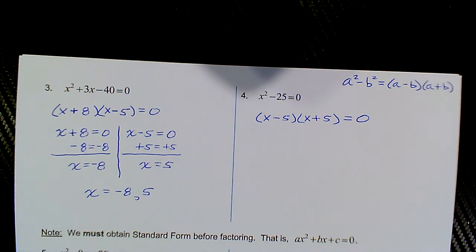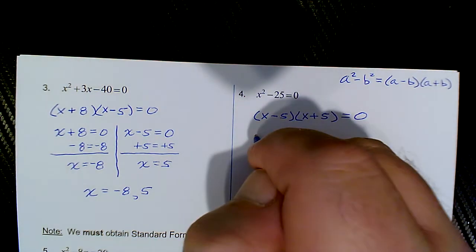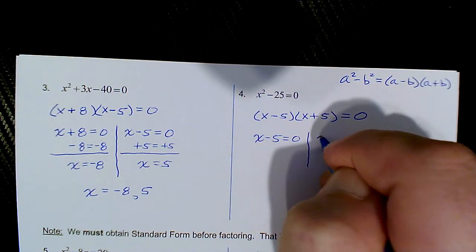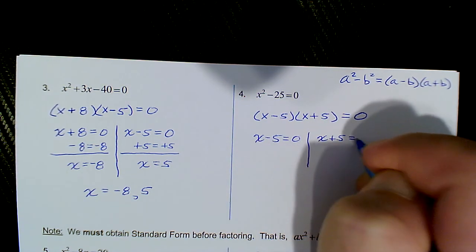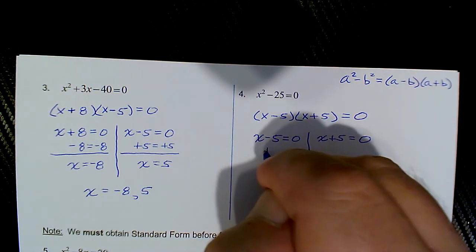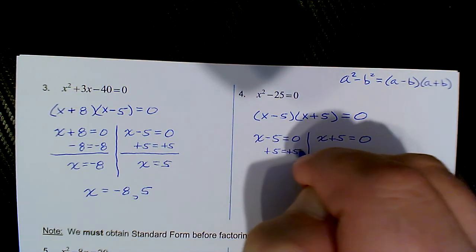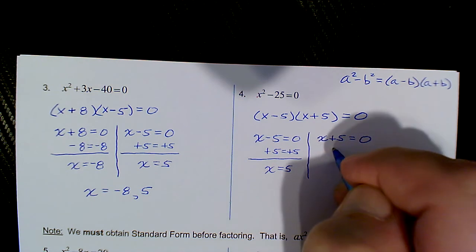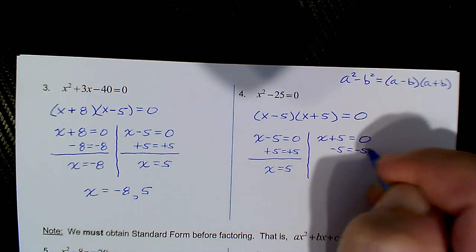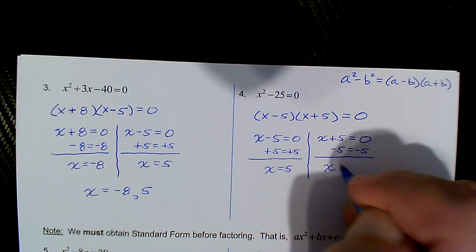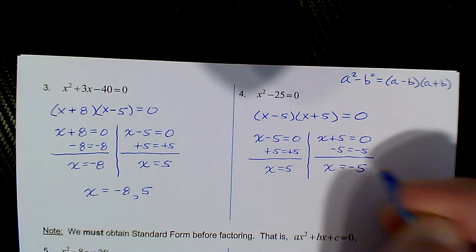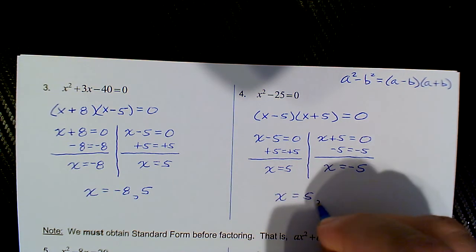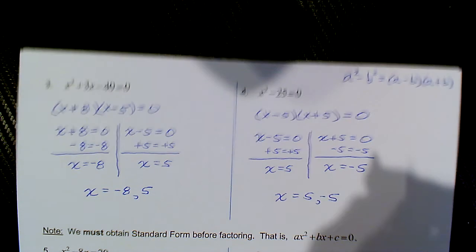Okay, so then set each factor to 0, 0 factor property again. X minus 5 is 0. Separate the other linear equation with the line there, and solve each one of these. So we get that x is 5, and subtracting 5 from both sides here, get that x is a negative 5. So the solution is 5 and negative 5.